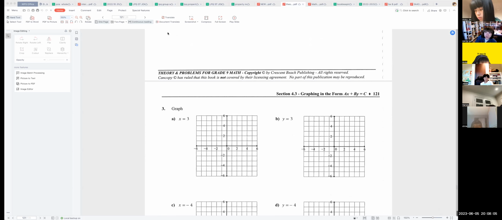Okay, so x equals 3, everybody. So this is when x equals 3, right? So remember, when it's x equals something, it's always vertical, and y equals 3 is something like that. Okay, get it? Okay, very easy.